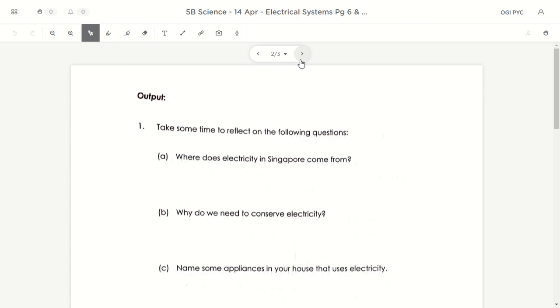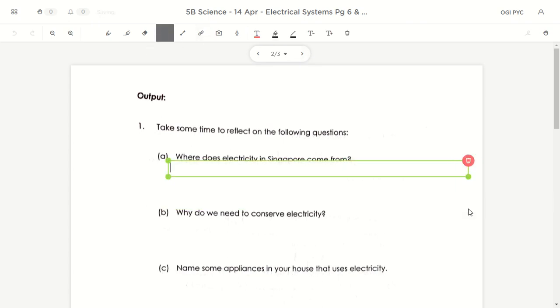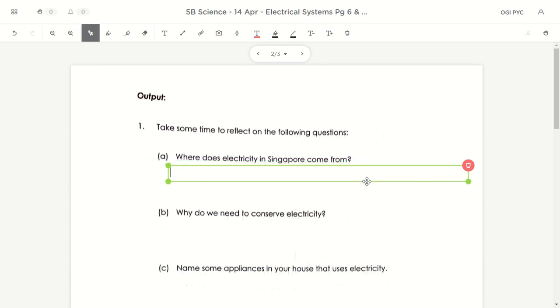So the first question is, where does electricity come from? If you look at the industrial area, sometimes you see tall chimneys. Those are an indication that there might be power plants. Electricity is actually generated from power plants, and we'll talk about how electricity is generated.